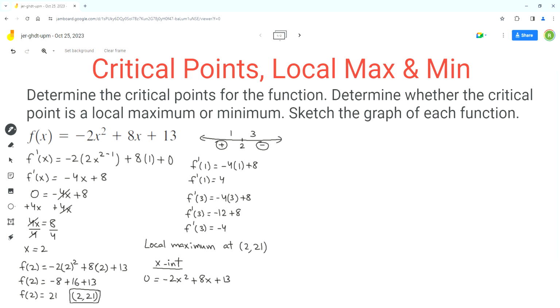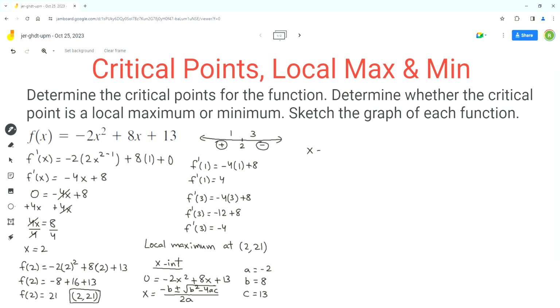Now we cannot solve this equation using factoring, so we'll have to use the quadratic formula. So x equals minus b plus minus square root of b squared minus 4ac over 2a. Now in this equation, a is equal to negative 2, b is equal to 8, and c is equal to 13. So now we can sub in these values in the quadratic formula.